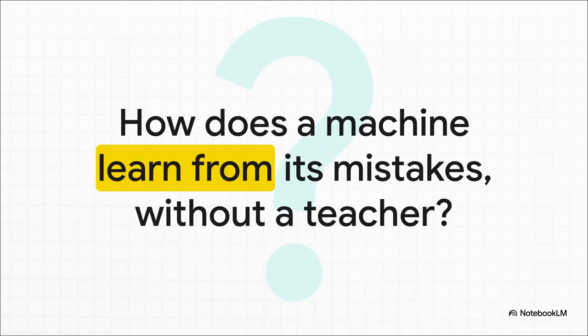So here's the big question, right? How does a machine learn when there's no teacher? I mean, really think about that. A lot of AI gets handed a perfect answer key to study from. But with reinforcement learning, nope, the AI is on its own. It has to figure out how to win the game without anyone telling it the rules beforehand.